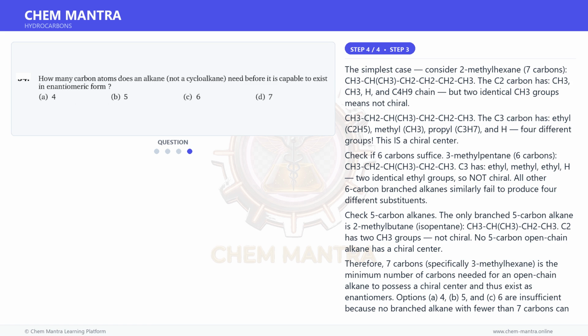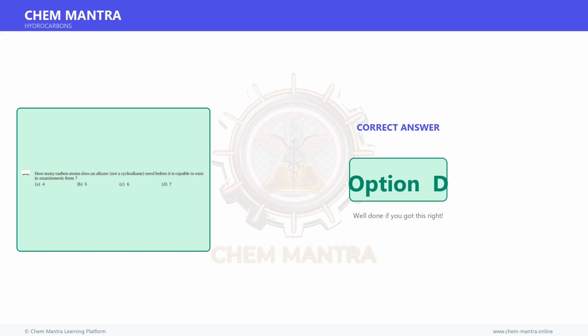Therefore, 7 carbons, specifically 3-methylhexane, is the minimum number of carbons needed for an open chain alkane to possess a chiral center and thus exist as enantiomers. Options A, 4, B, 5, and C, 6 are insufficient because no branched alkane with fewer than 7 carbons can bear a carbon with 4 distinct substituents. Therefore, the correct answer is option D.